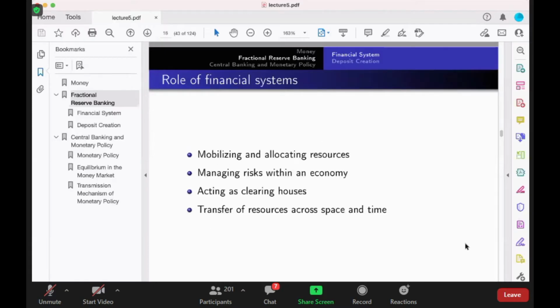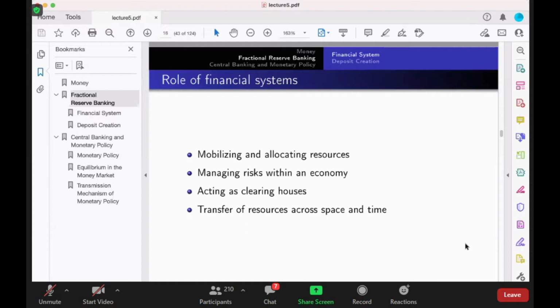And then, what role does the financial system play? They aid in the mobilization and allocation of resources. They also help to manage risk. So instead of keeping your cash on you somewhere, you can decide to use it to buy a financial instrument. In that case, you are transferring the risk from yourself to the financial institution, and you get a return at the end. They also act as a clearing house, and aid the transfer of resources across space and time. You can be here, and send financial resources elsewhere, and that kind of thing. So basically, that's the role of the financial system.